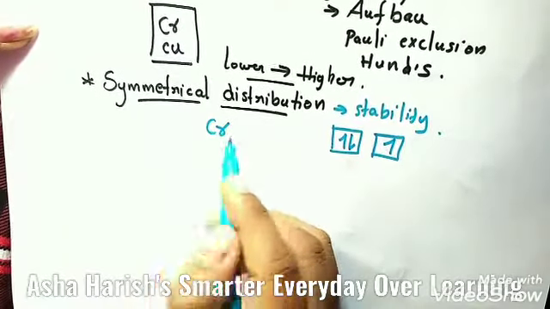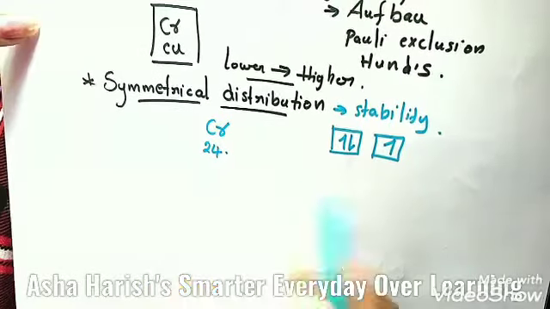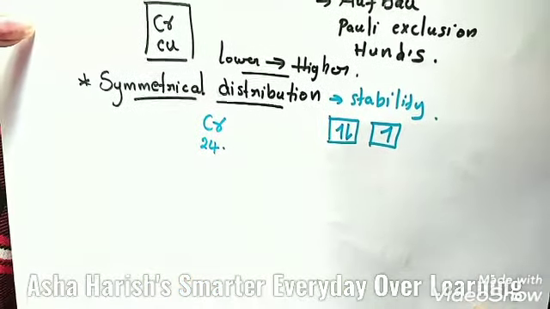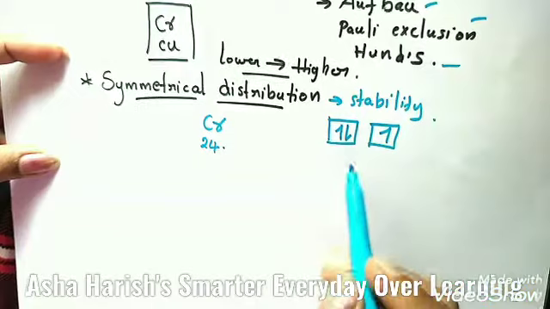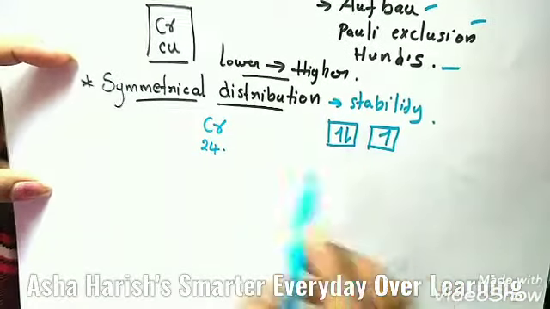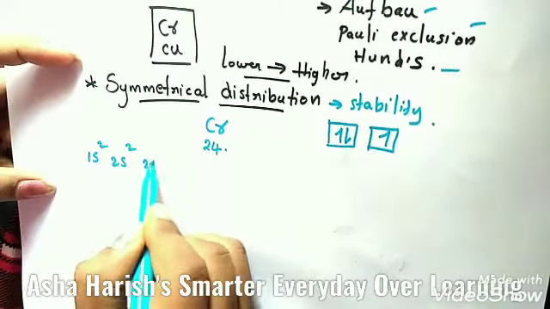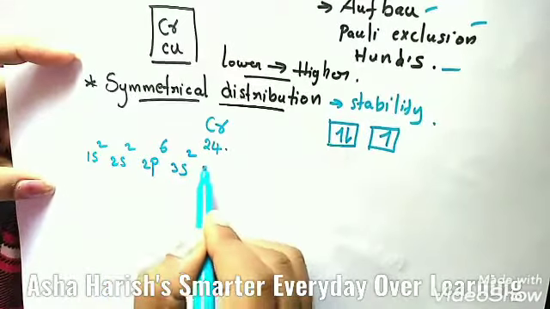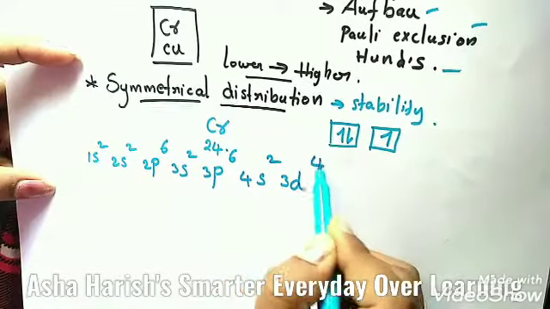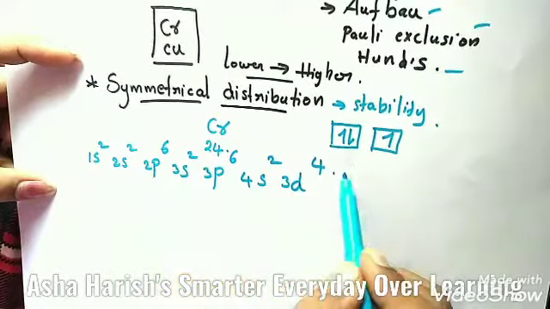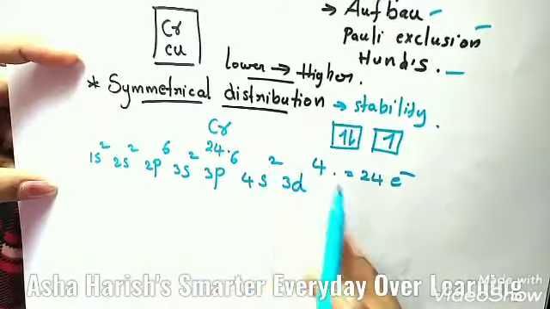students, the element symbol is Cr, and the atomic number is 24. Basing upon this 24, you can write the electronic configuration by following these three rules: Aufbau, Pauli exclusion and Hund's rule. If you write the electronic configuration, 1s2, 2s2, 2p6, 3s2, 3p6, 4s2, 3d4. If you count all these electrons, you must get 24 electrons, students. 10, 20 and plus 4, 24.